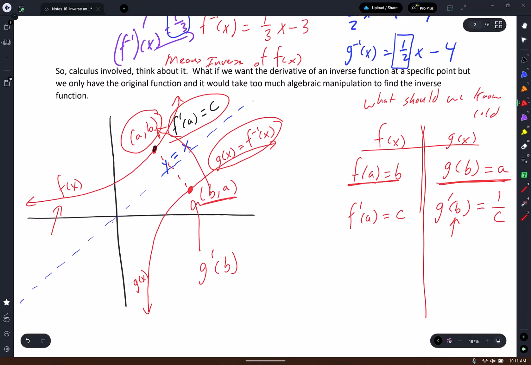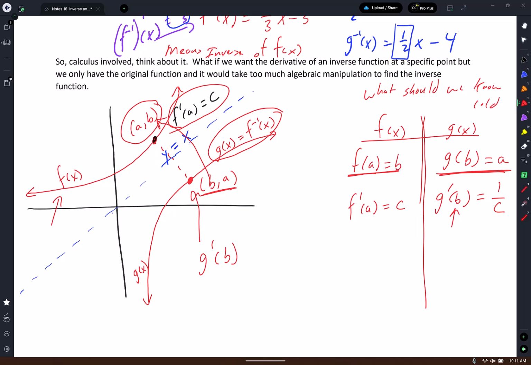Okay. Let me say it again, guys, just in case. Remember this coordinate, A comma B? When you take the inverse on G, that coordinate, A B, turns to B A.